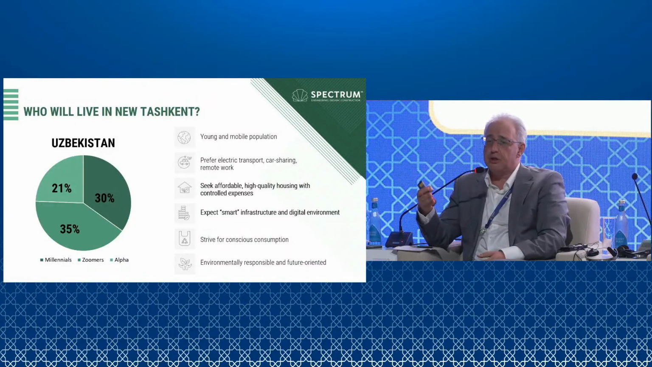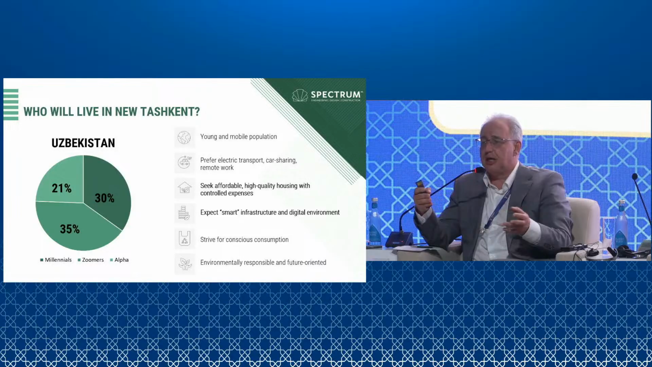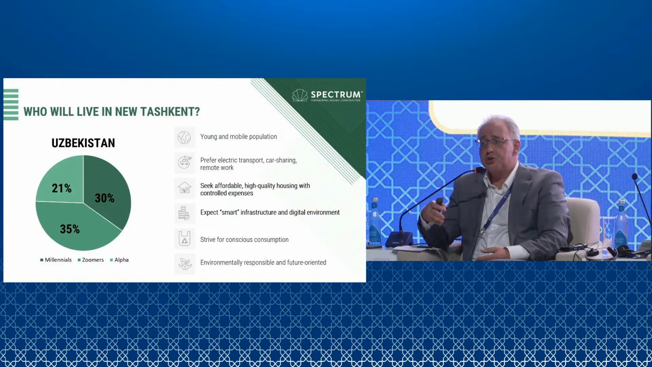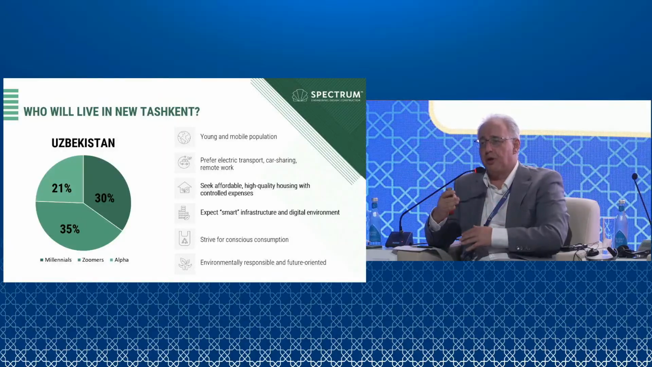and the second, in 10 years, in the coming future, when we order delivery or pizza delivery on an e-bike, in 10 years it will be flown in, or there will be a robotic dog delivering, because young people love these new technologies. And those who live in New Tashkent, for example, are a young and mobile population. So they also expect a smart infrastructure and a digital environment, and are striving for conscious consumption.